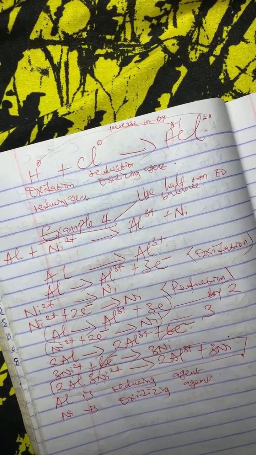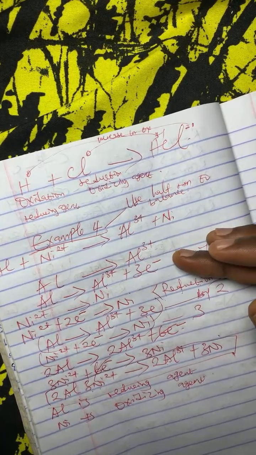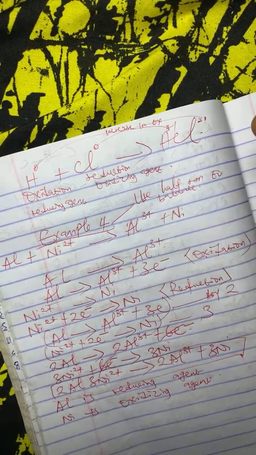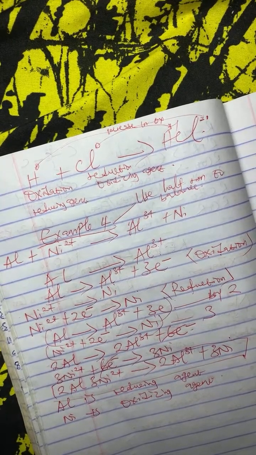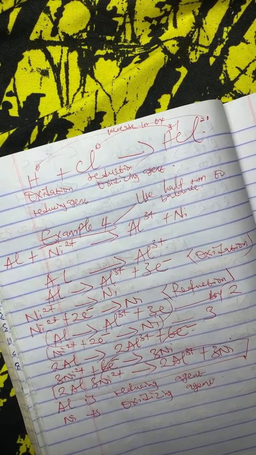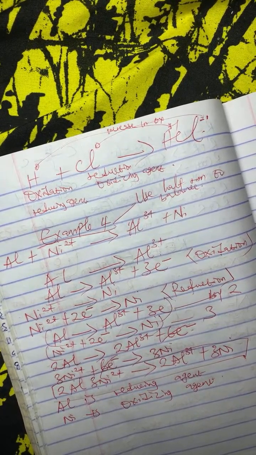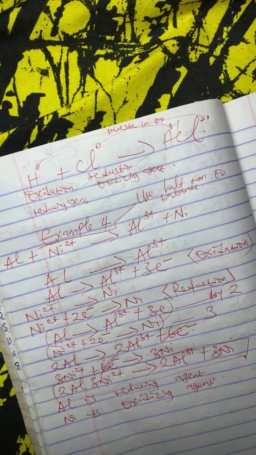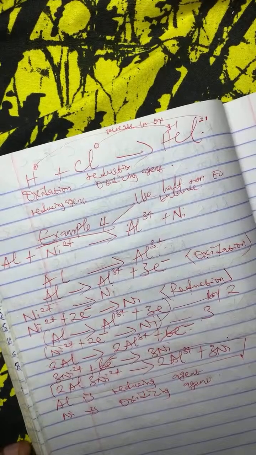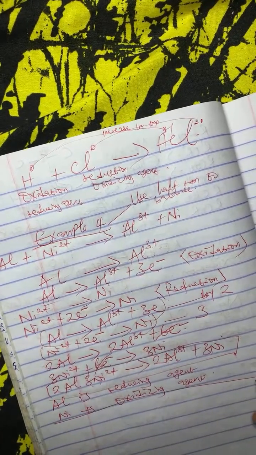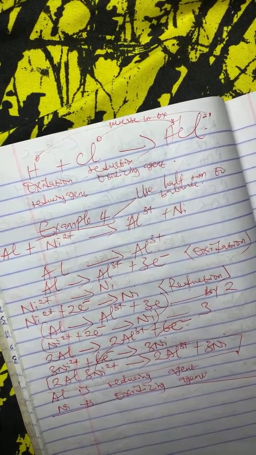Now, this is what we call normal balancing. It is the normal reaction in terms of redox reaction, neither acidic nor basic. Now, I want us to advance a bit. Let's try as much as possible to look at the basic and then the acidic. I think that's where we'll stop. We'll look at the basic and then acidic, and then we'll call it a morning or a day or an afternoon or whatever.